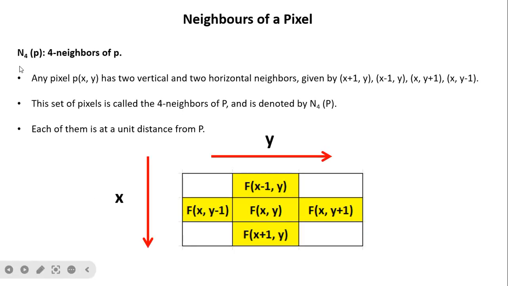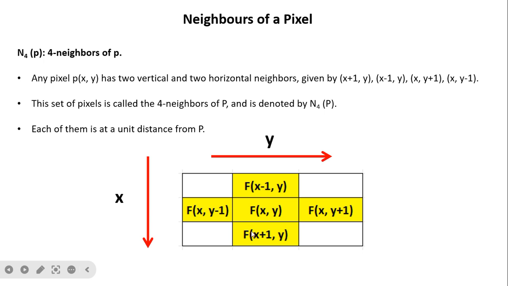Neighbors of a pixel: N4(P), that is, 4 neighbors of P. Any pixel P(x,y) has 2 vertical and 2 horizontal neighbors. So this is the vertical and this is the horizontal neighbors given by: if this pixel is f(x,y), and this is y and this is x, then this location can be f(x,y+1), and this is f(x,y-1), and this is f(x-1,y), and this is f(x+1,y).